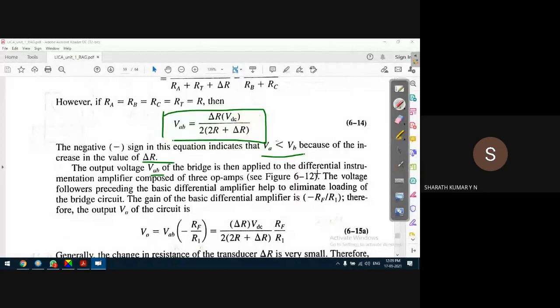Applied to the differential instrumentation amplifier composed of 3 op amps. The voltage follower circuits preceding the basic differential amplifier help to eliminate loading of the bridge circuit. Yes, as I just now explained, these two.